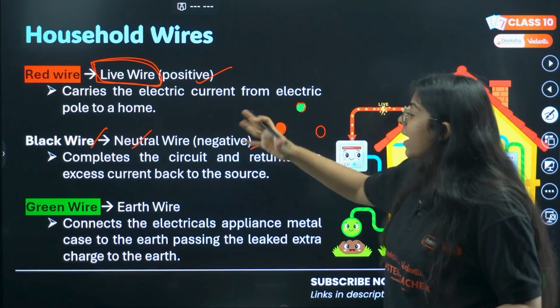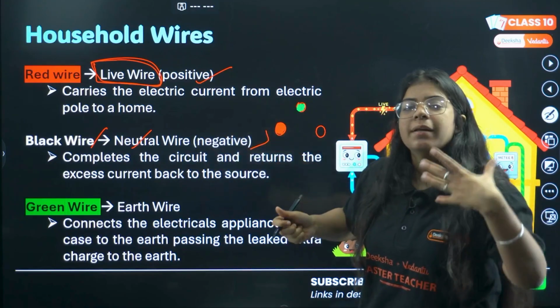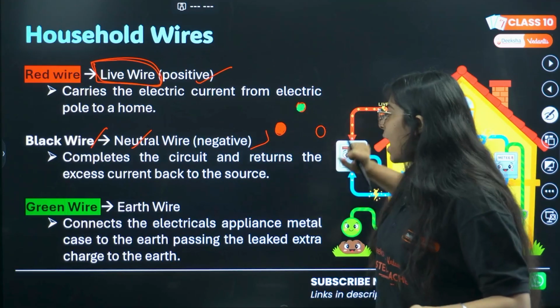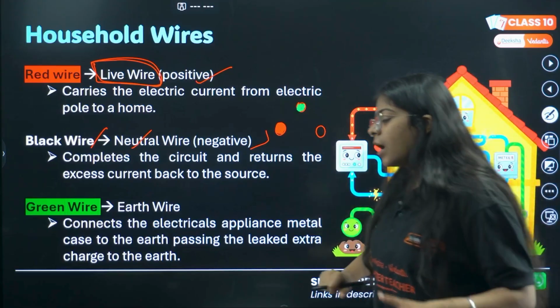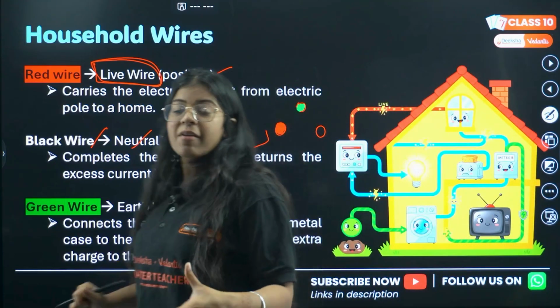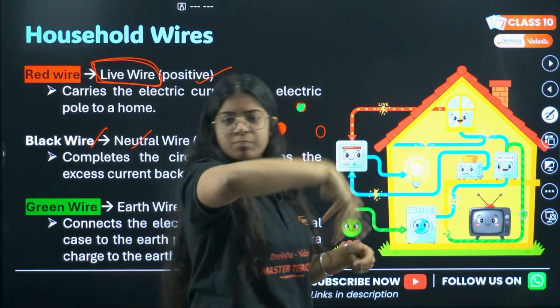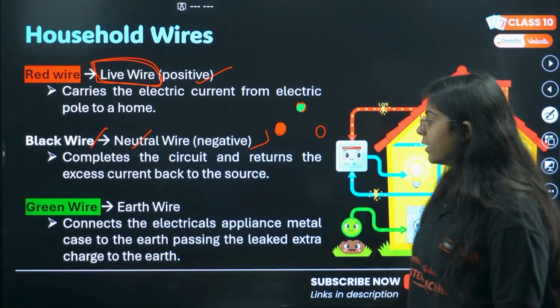Now this red wire gets the current from the electric pole to our houses. This black wire takes the excess current that was left and throws it outside our house, back to the electric pole or the source where it came from.